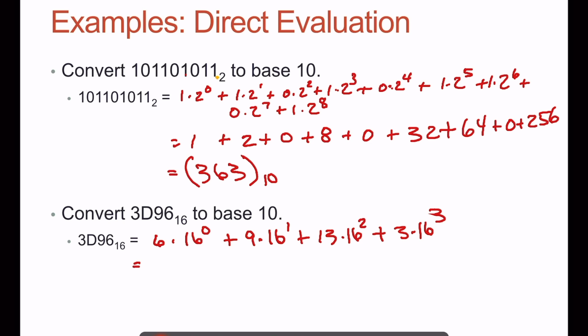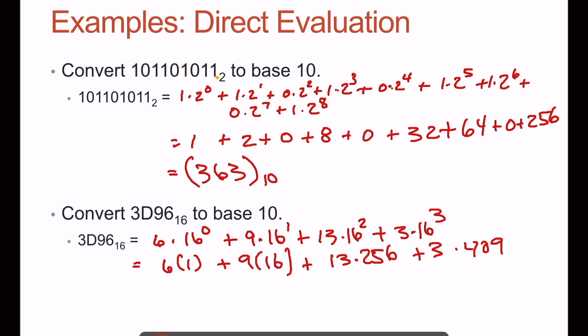That gives us 6 times 1 plus 9 times 16 plus 13 times 256 plus 3 times 4096. And when we multiply that out and add, we end up with 15,766 base 10. And I did use a calculator to add those up. These are not something that you couldn't do by hand if you had to.